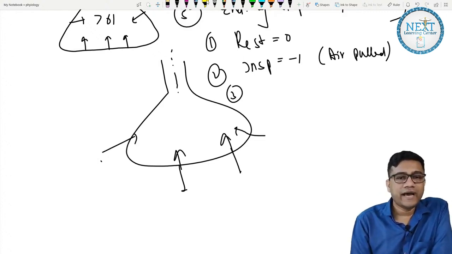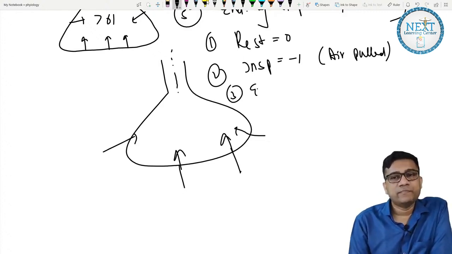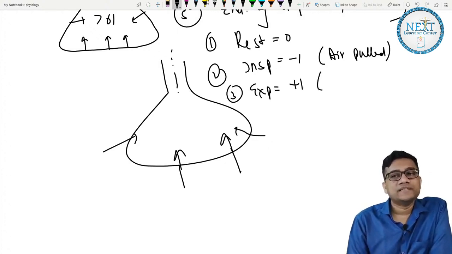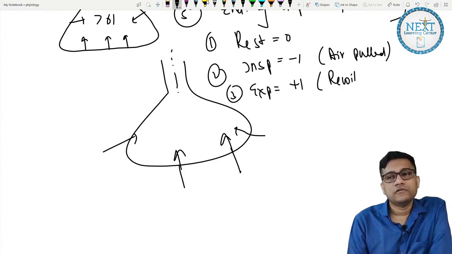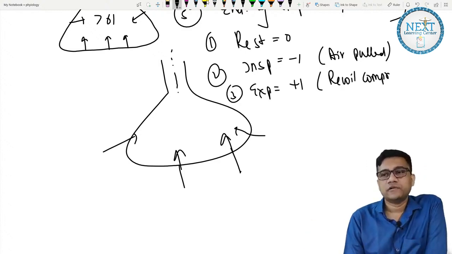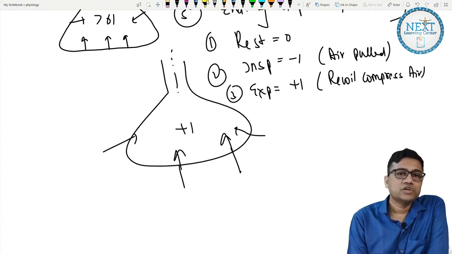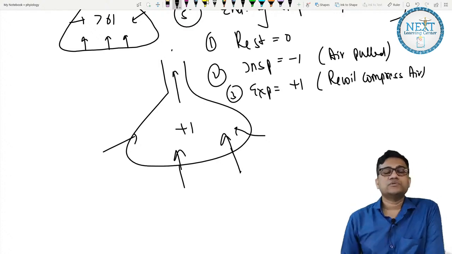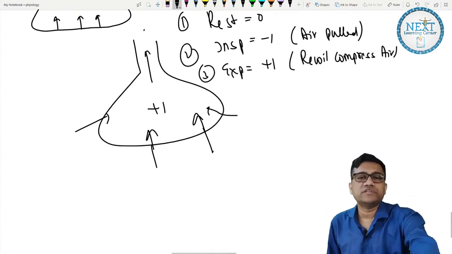Okay. And as the lung recoils, it will compress the air. So pressure becomes +1. Why? Because of the recoil, which compresses air. So pressure becomes +1, and air would be pushed out. So that is why the air would be pushed out. Just remember this one.